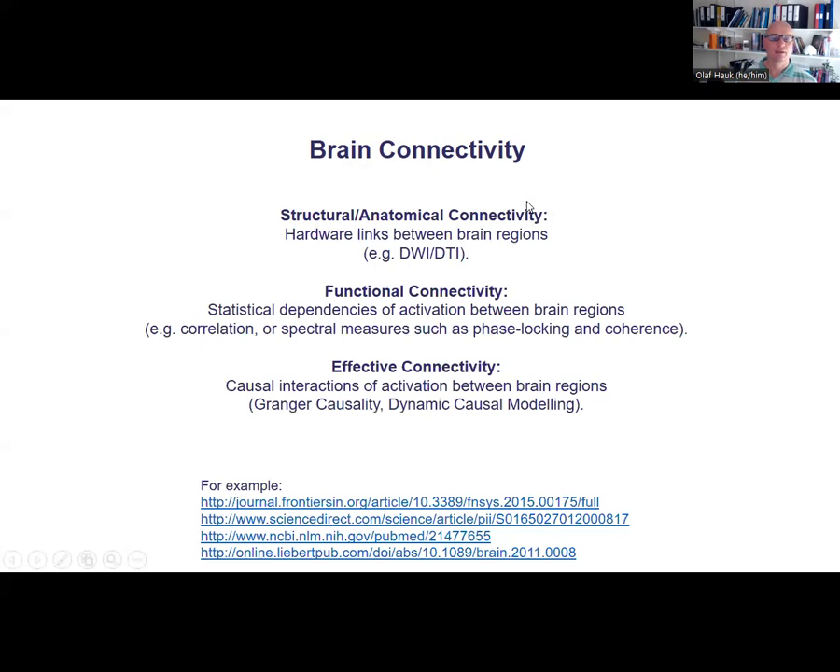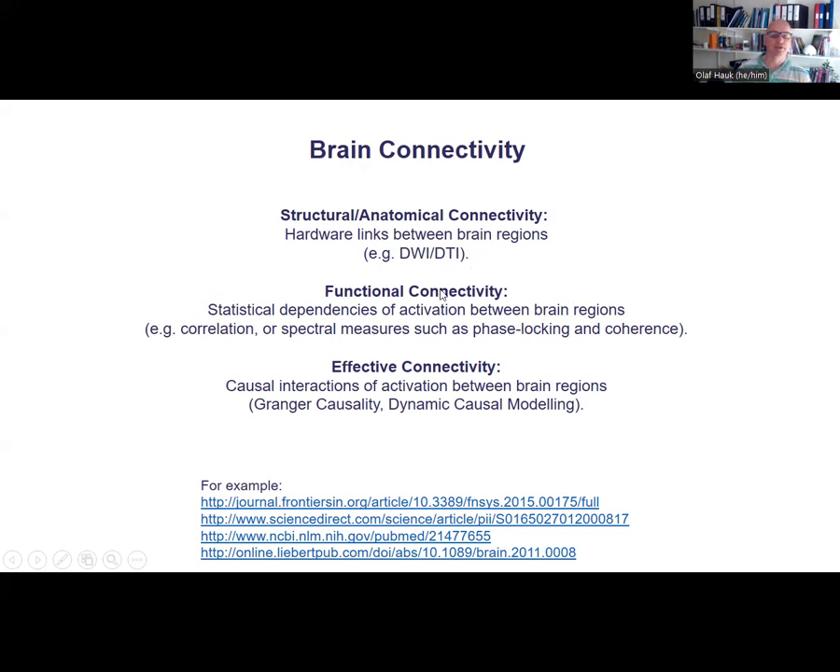Brain connectivity is a wide field. One can approach it in many different ways. First of all, the most general distinctions are between structural and anatomical connectivity, which we're not really dealing with here. So there's basically the hardware, the plumbing of the brain, usually investigated with diffusion tensor imaging, non-invasively at least.